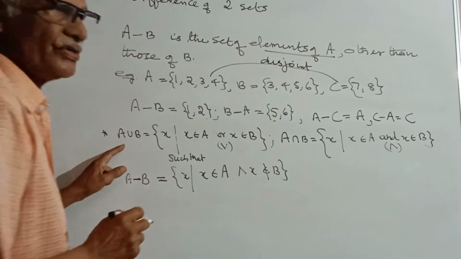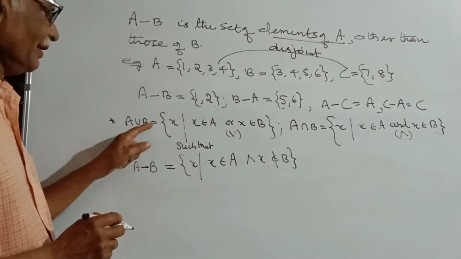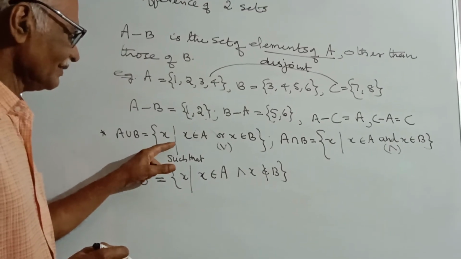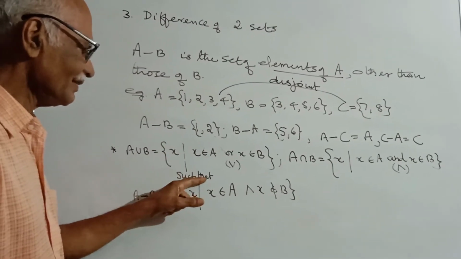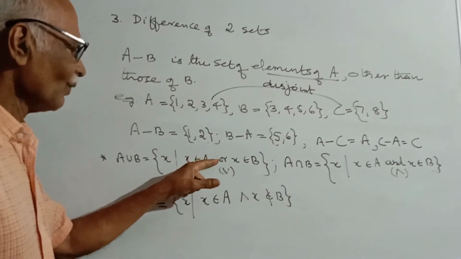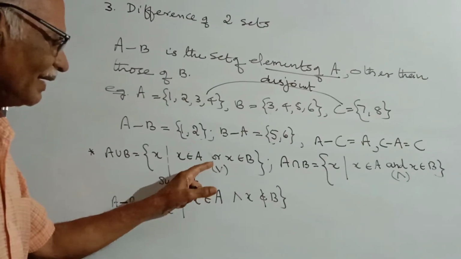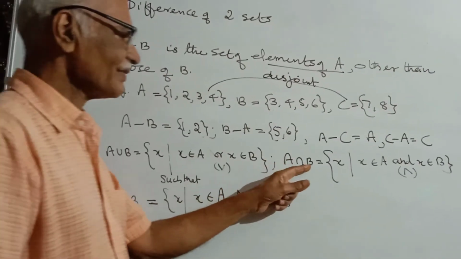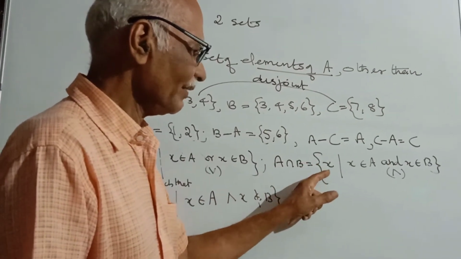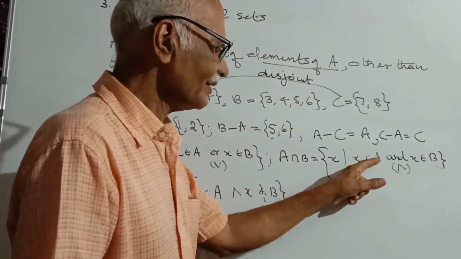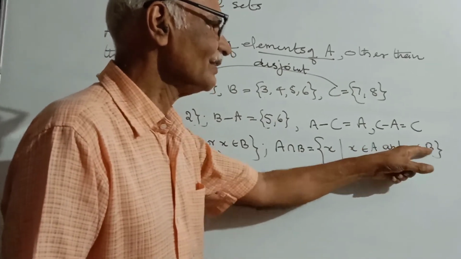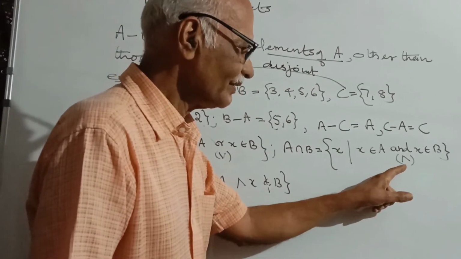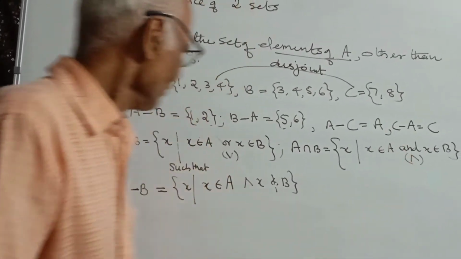Now here is a notation. A union B is the set, this is a symbol for set, of X such that, this line indicates such that, X is in A or X is in B, and or is denoted by this symbol. Now A intersection B is a set of X such that X is in A and X is in B. So X should be in both A and B. This is the symbol, common elements.